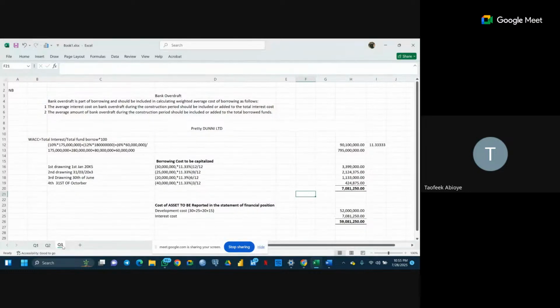The formula for calculating weighted average cost of capital is the total interest divided by the total fund borrowed. What do we mean by total interest? It means the interest we are going to pay on the first borrower, the second borrower, the third borrower. The total interest, we add everything together, divided by the total fund that we borrowed. In the example here, we have Pretty Duni Limited.